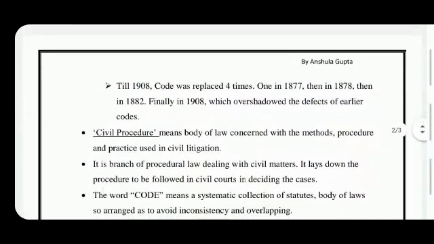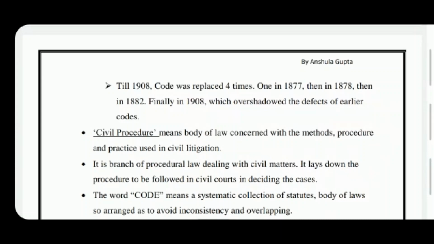Then till 1908 the code was replaced 4 times, in 1877, then in 1878, then in 1882, and finally the 1908 Civil Procedure Code, which we are following till today, was passed and it overcame the defects of earlier codes.